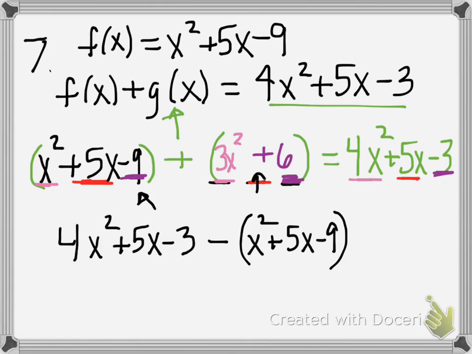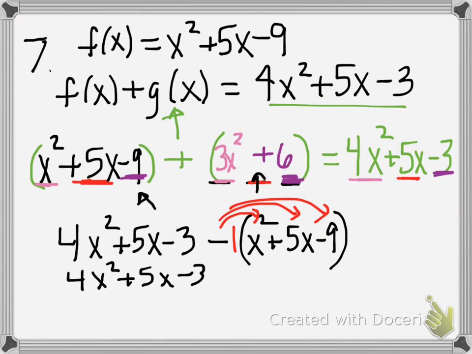If you wanted to find it using a mathematical way instead of guess and check, you would take the total and subtract from it what you were given. So let's do that. The first polynomial here, I'm going to rewrite it: 4x squared plus 5x minus 3. And then if I distribute a negative 1 to all 3 terms, a negative 1 just changes the sign of all 3 terms inside the parentheses. So I have negative x squared minus 5x plus 9, changing the sign of all 3 terms.